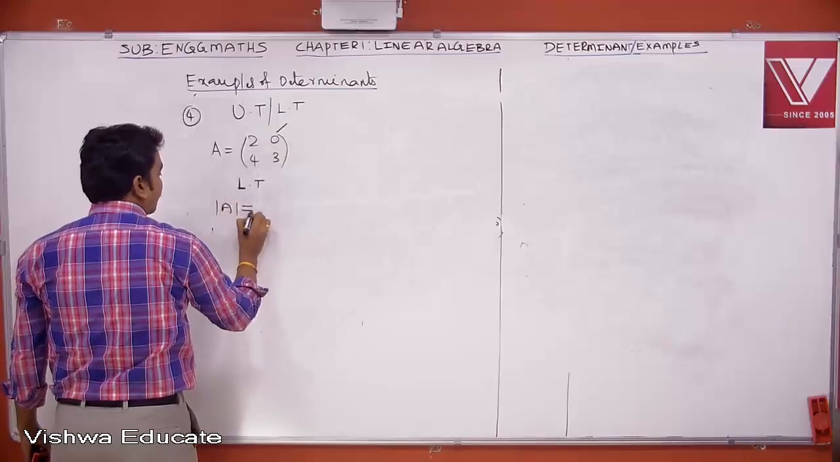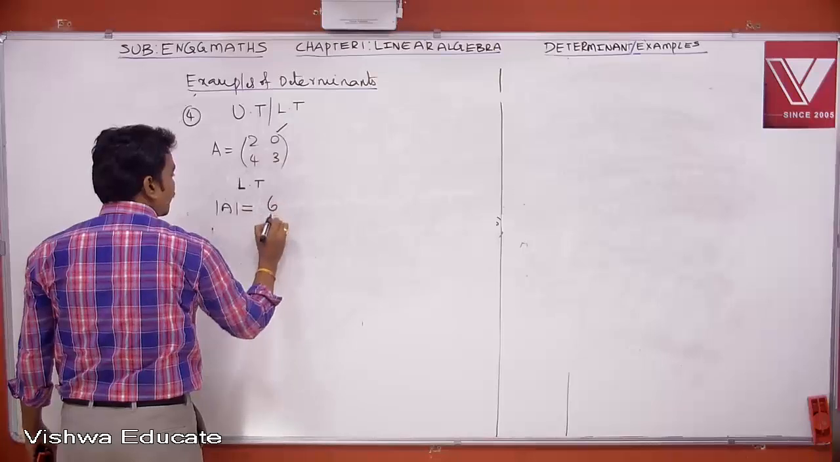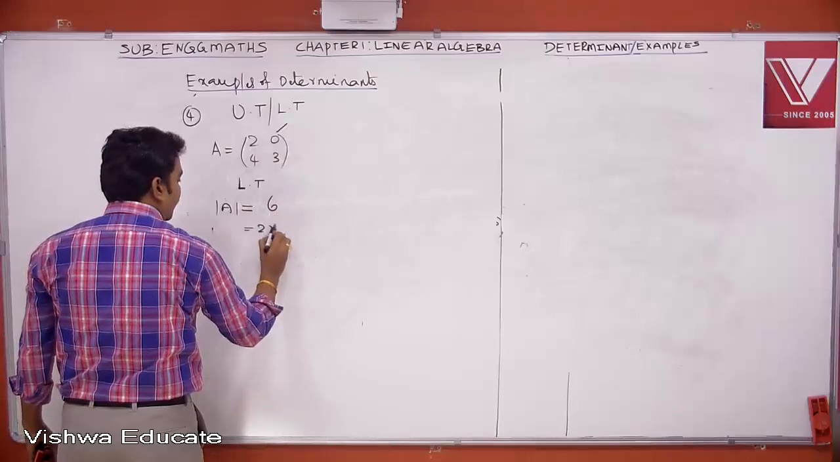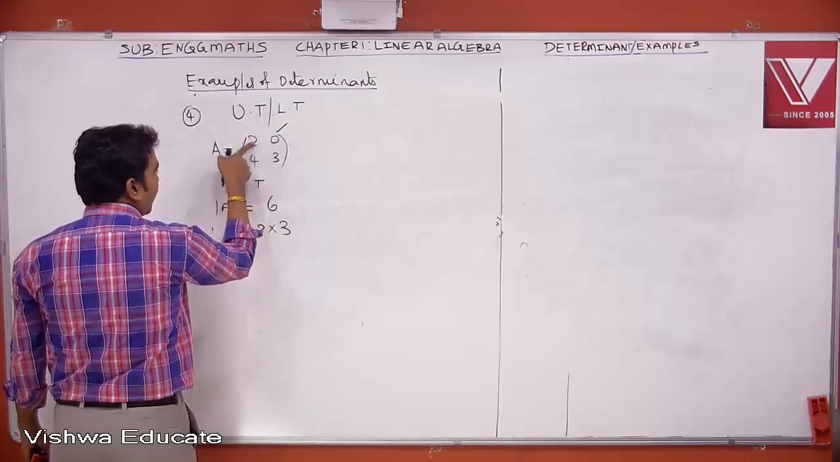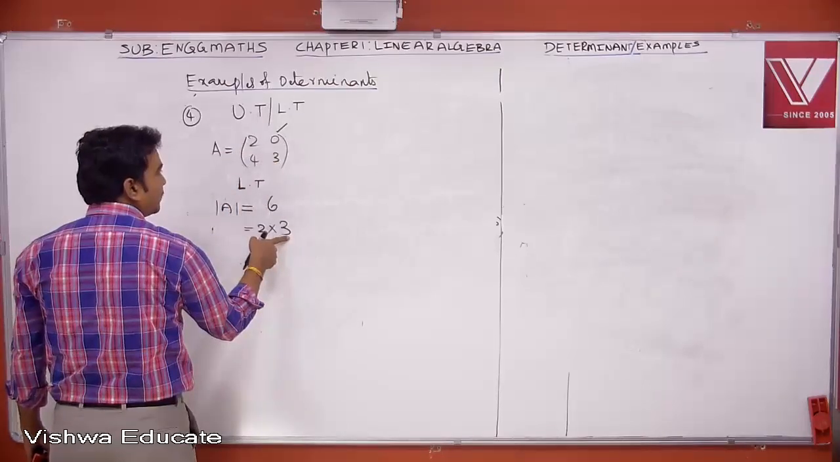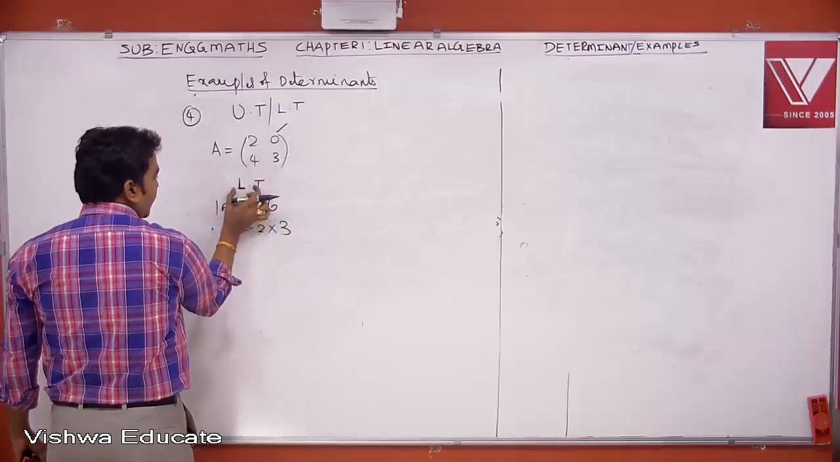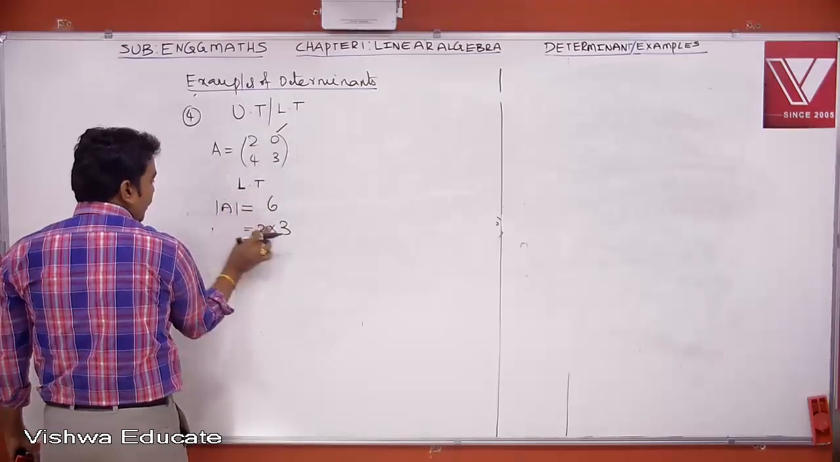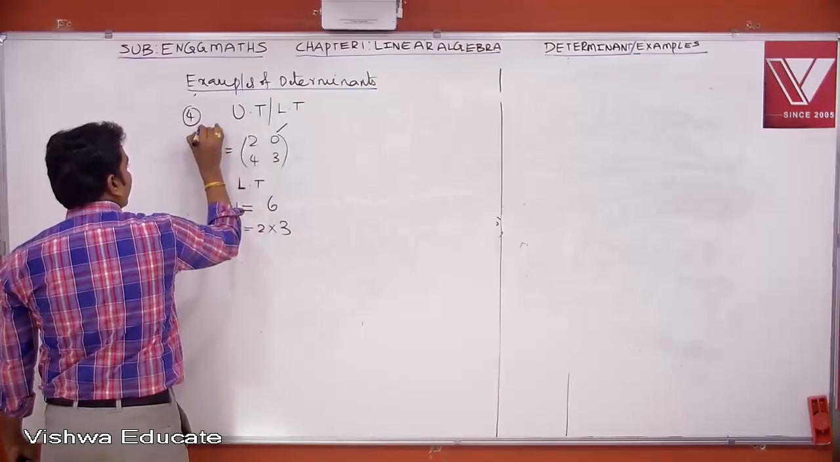So here the determinant of this matrix is product of diagonal minus product of non-diagonal. In this case, we are getting 6. Basically, this 6 is nothing but the product of 2 and 3. 2 is a diagonal element and 3 is a diagonal element. So the conclusion from this particular example is, if something is lower triangular, its determinant is the product of diagonal elements. So this is one example.